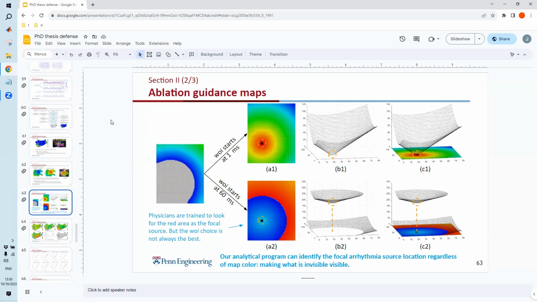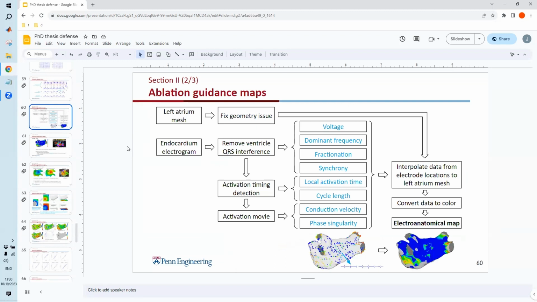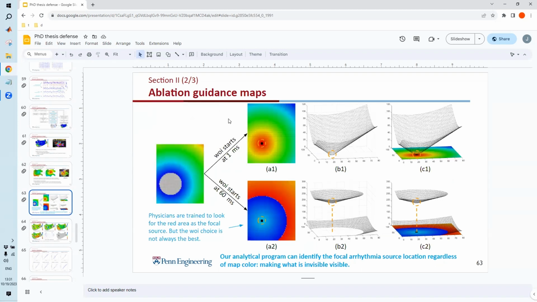To answer that, I will go here first. We have the ablation guidance map. It's not one map. It's a variety of different kinds of maps for different usages. One map is one feature. So here is a listing. We have this many features. They can be converted into a map. And the slide I'm showing here is the activation time map. This map uses color to mark the sequence of activation. The earliest is marked red. The latest is marked blue.